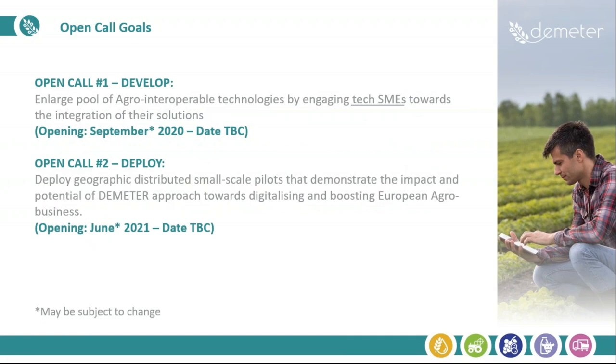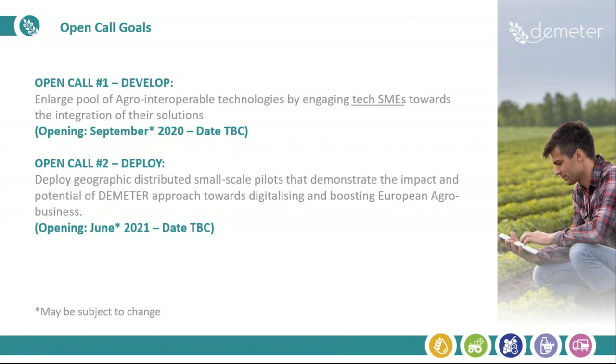The first one, called Develop, has the goal to enlarge the pool of agro-interoperable technologies by engaging tech SMEs. So we are not looking for consortiums here, we are looking for SMEs to integrate their solution within the Demeter ecosystem. And this call should be launched this year, maybe in September. The date is to be confirmed, but it will be this year for sure.